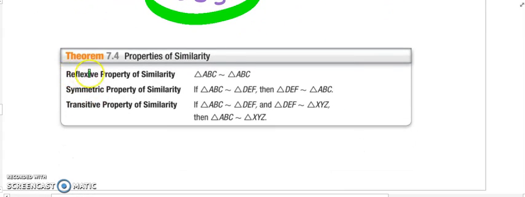Okay, same thing we've dealt with. Reflexive, same on both sides. Symmetric, if you swap it. Transitive, if you take two, and then remember A and B, B and C, then A and C.